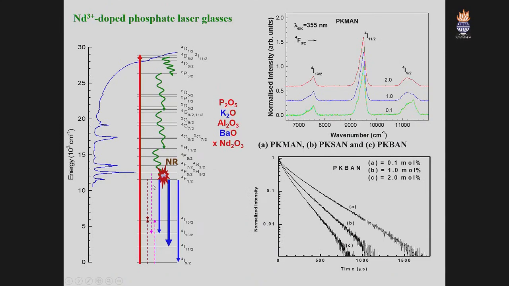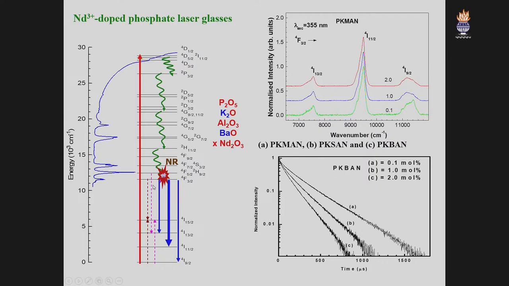Again, how can we analyze some of the spectra? For example, if you take a UV visible spectrum or absorption spectrum, you see there are many transitions. Suppose you use Nd3+; we have chosen this Nd3+ with a phosphate glass also. So you can see how we can analyze this spectrum. There are different transitions, and also on the right side you can see a PL spectrum.